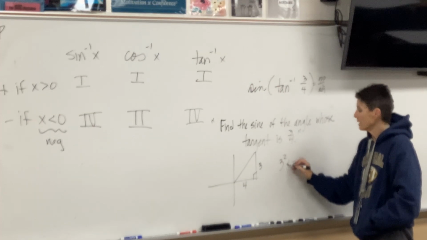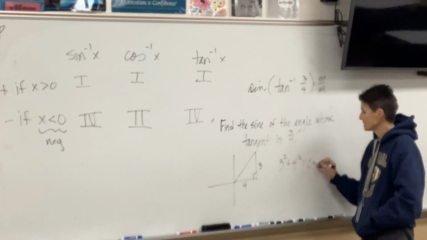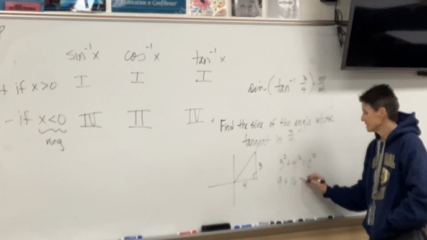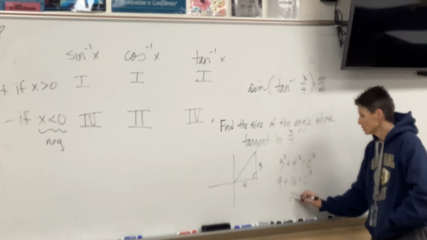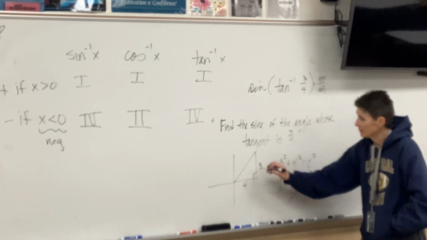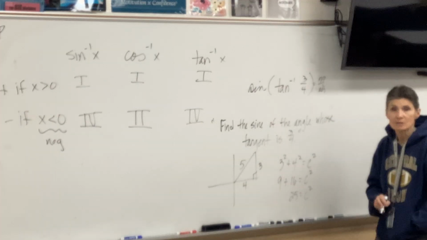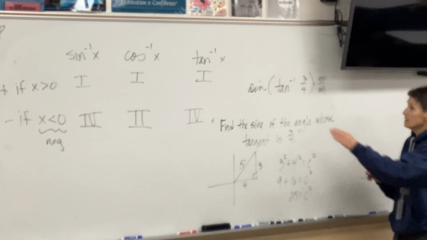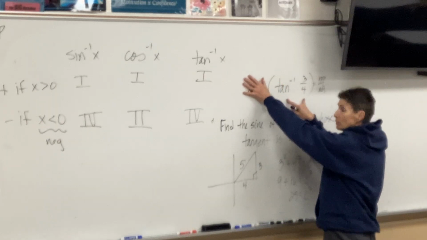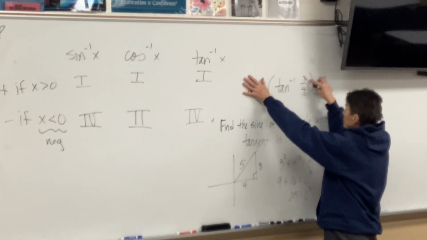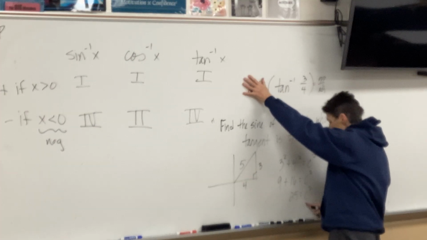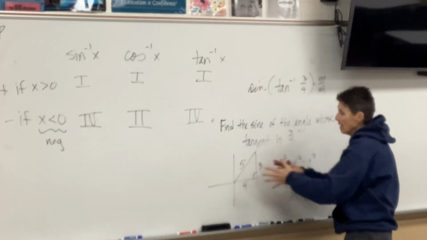So 3 squared plus 4 squared equals c squared. 9 plus 16 equals c squared. 25 equals c squared. So the hypotenuse is 5. So I drew my quadrant 1 angle, labeled opposite and adjacent, did the Pythagorean theorem, found the hypotenuse. Now I got my picture.